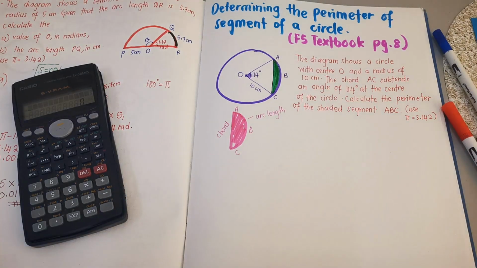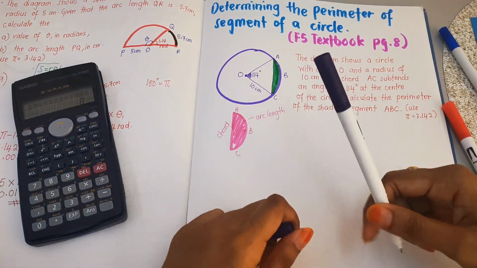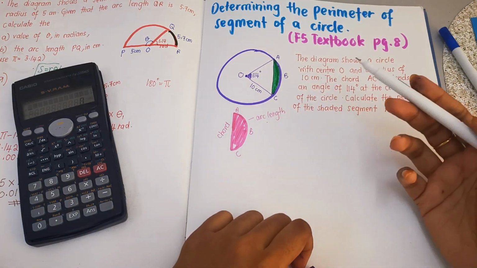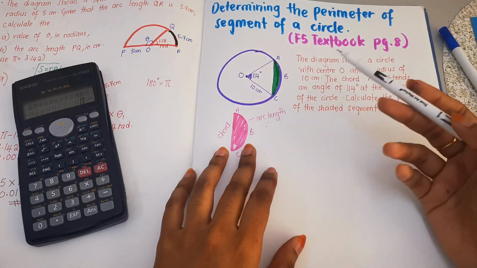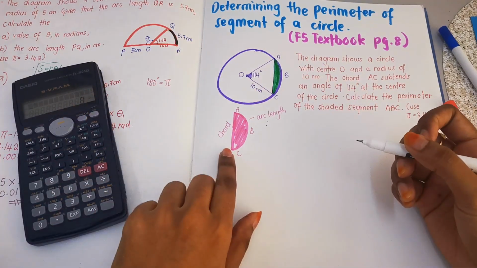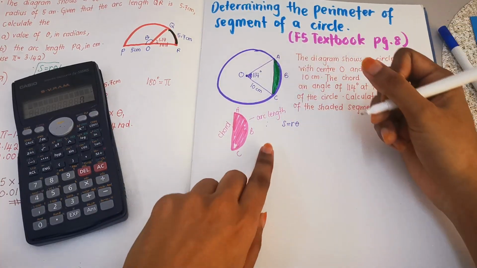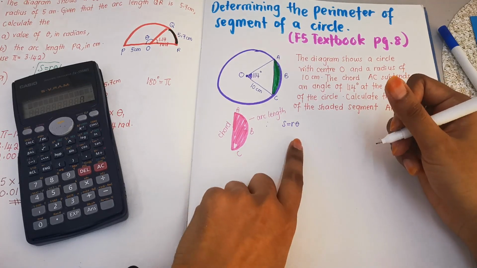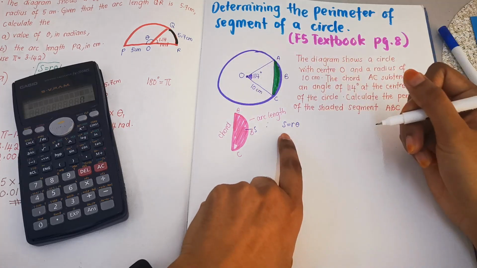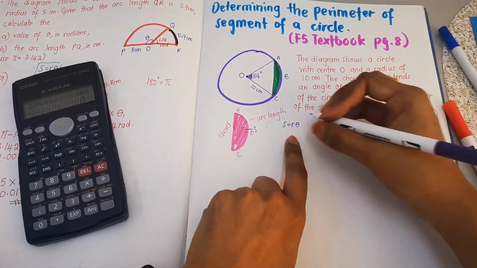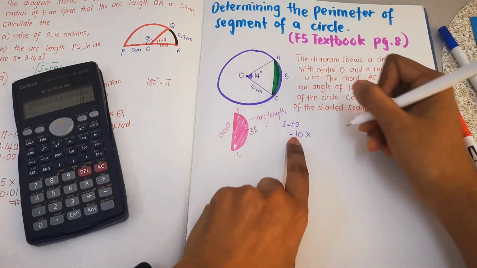So let's look at how to find both of these. Let's start with the first one, the length of arc. Let's find the arc length of ABC. We all know that the formula is S equals R theta. If I want to find the arc length S, this is my S here, I use the R, which is the radius 10 centimeter, times the theta.